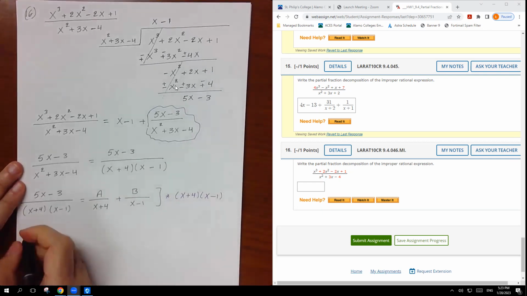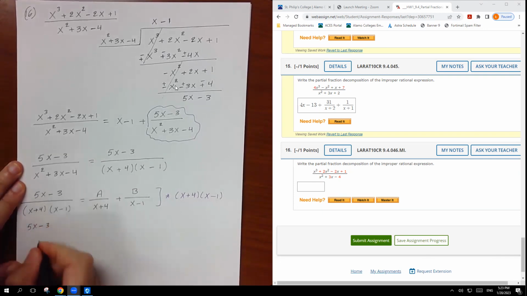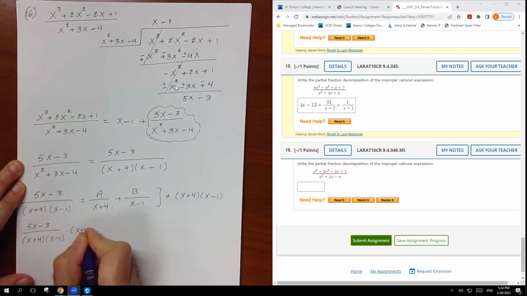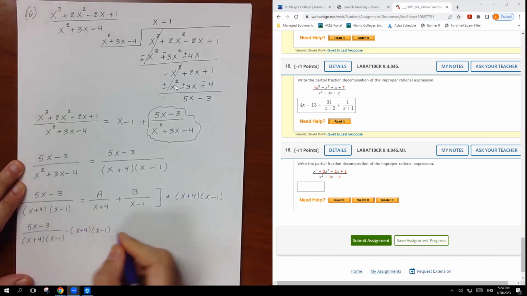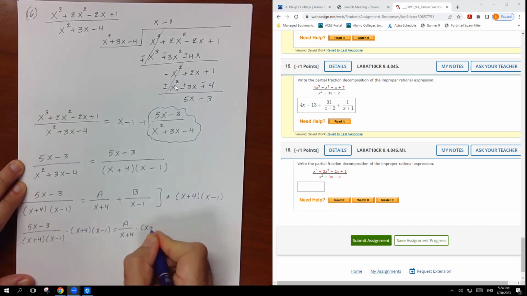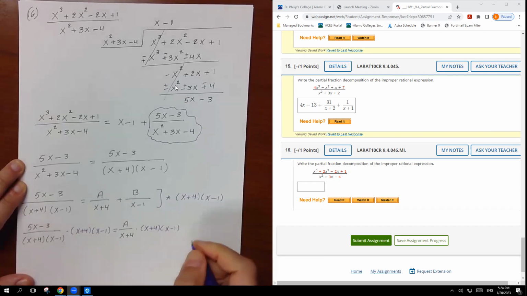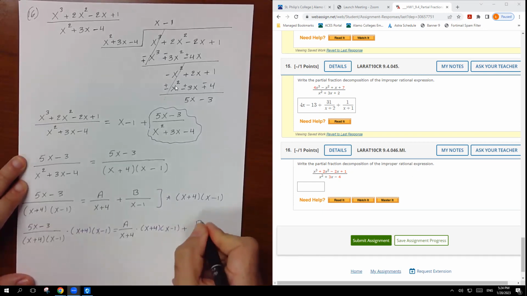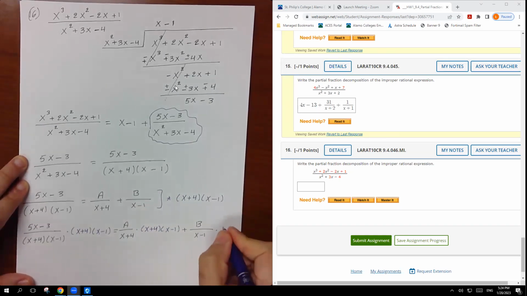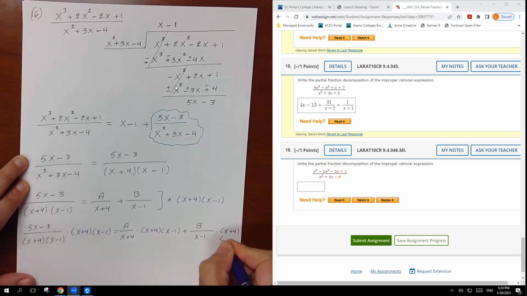So it's going to be (5x minus 3) over (x plus 4)(x minus 1), times the least common denominator, which is (x plus 4)(x minus 1), equal to A over (x plus 4) times the least common denominator, which is (x plus 4)(x minus 1), plus B over (x minus 1), times the least common denominator, which is (x plus 4) and (x minus 1).